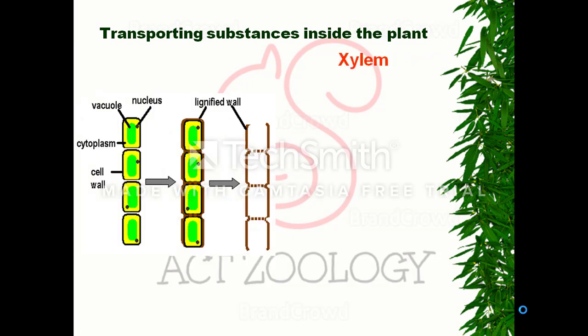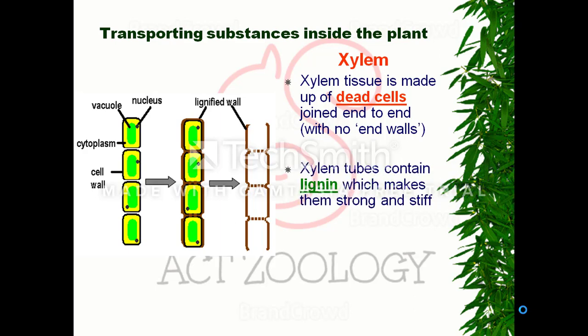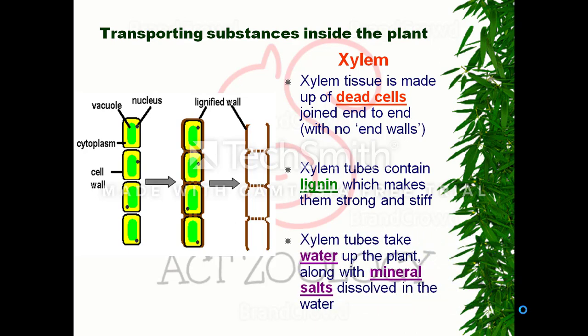So, transporting substances inside the plants, one of the important structures is the xylem. The xylem tissues are made up of dead cells joined end to end. The xylem tube contains lignin molecules which make them strong and stiff. The xylem tube takes water up the plant along with the mineral salts dissolved in the water, which are essential for the plants for the different processes.